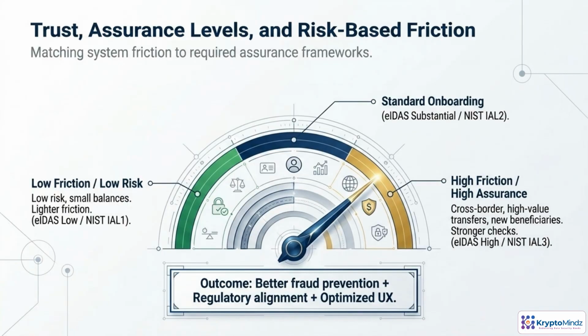Designing identity systems is really about choosing how much friction to apply for a given level of risk and required assurance. For low-risk, low-value use cases, you can stay at eIDAS low or NIST IAL1 and keep flows almost invisible to the user. For standard onboarding, you move to substantial assurance, like IAL2, with stronger proofing but still acceptable UX. For high-value, cross-border, or particularly sensitive actions, you deliberately add heavier friction at IAL3 levels. When you calibrate this well, you balance fraud prevention, compliance, and customer experience.